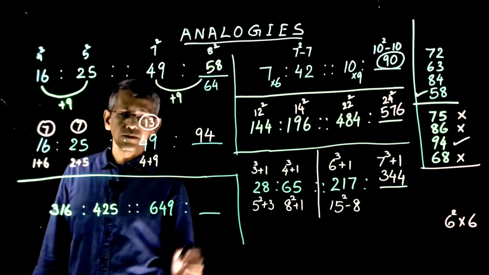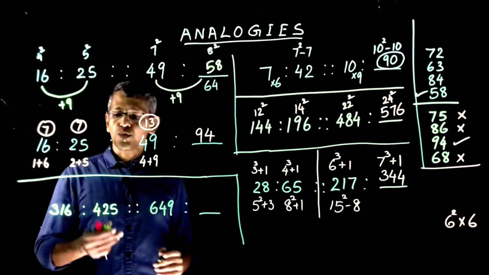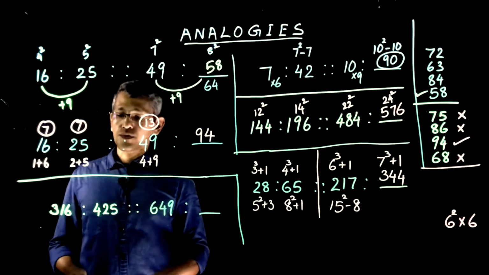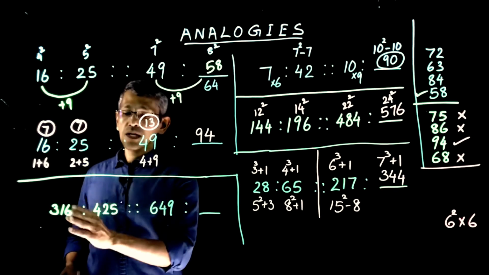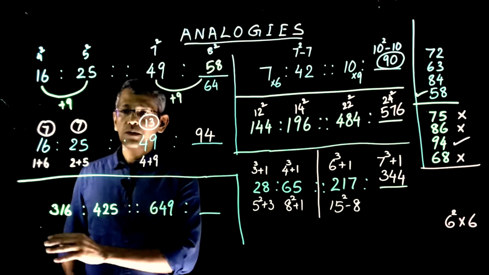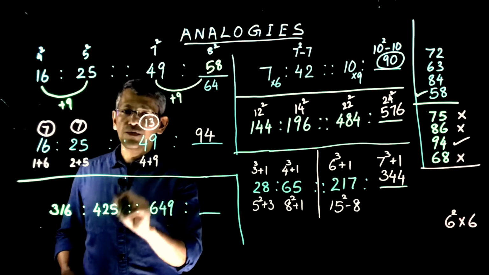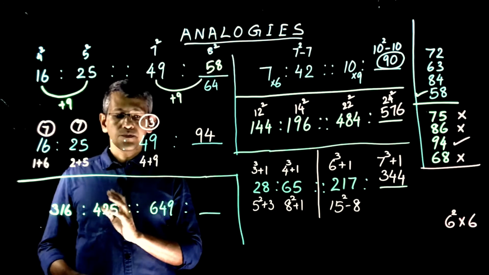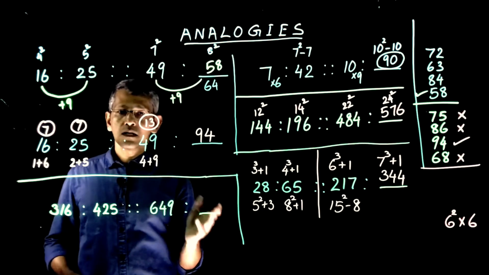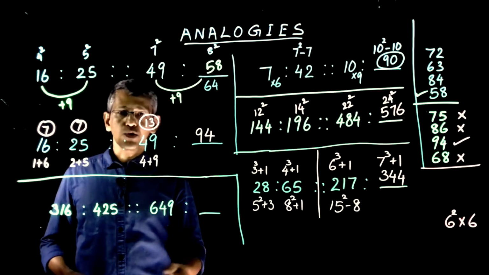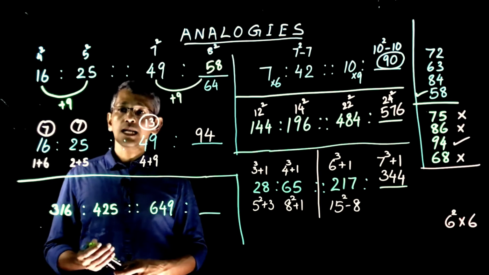What is the answer? So in this case, what is the pattern we have? 316 and 425. 316 is not a perfect square. 316 is not a perfect cube. 425 is not a perfect square. 425 is not a perfect cube. And 649, similar thing. 649 is not a perfect square. It's not a perfect cube. So what else? Anything else?